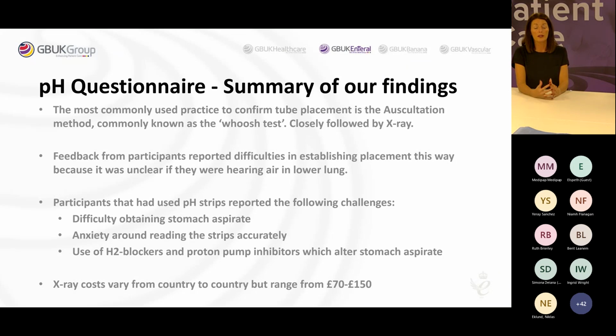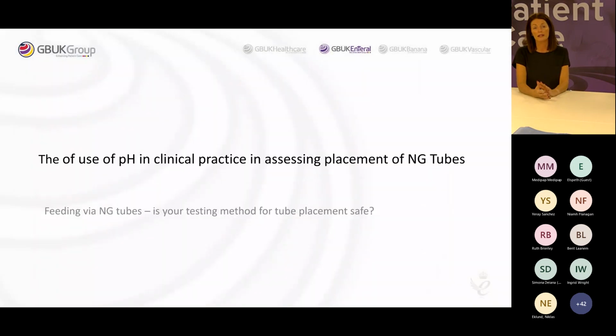We also gathered information on the cost of the x-rays, and we found that it varies from country to country, but the range is between £70 and £150. So after today, you'll be able to see the cost implications versus pH. I'm now going to hand over to Wendy, who is going to go through the use of our pH in clinical practice in assessing placement of NG tubes. To Wendy. Thank you.